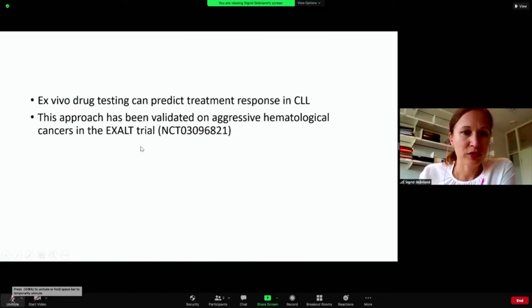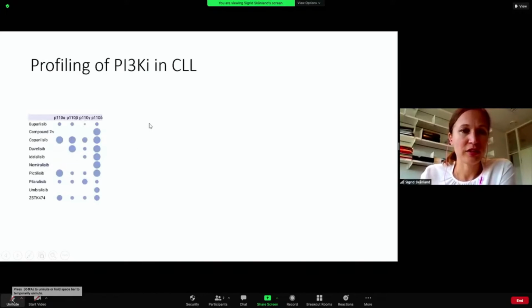So then I would like to show you some other study that we are doing in the lab. So as I showed you, the PI3 kinase inhibitor is one class of drugs that have been approved for CLL. And currently there are 2 PI3 kinase inhibitors approved. And the first one was idelalisib, and then the second one is duvelisib.